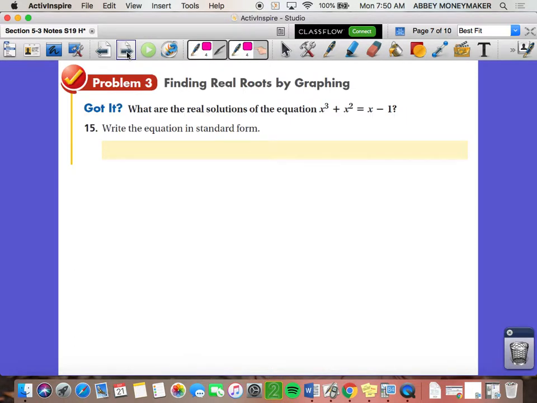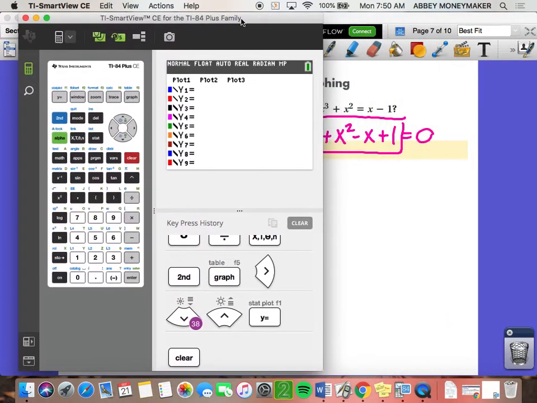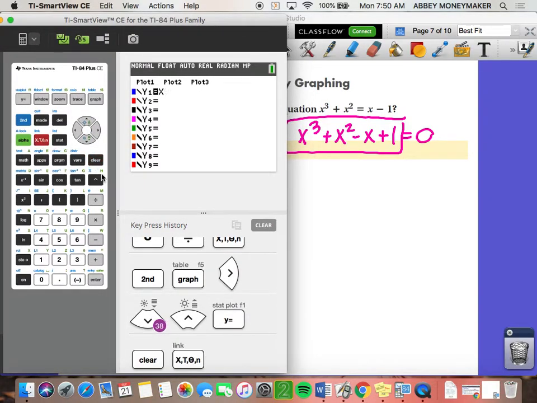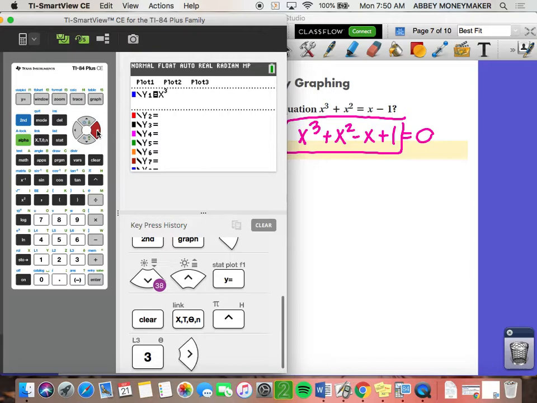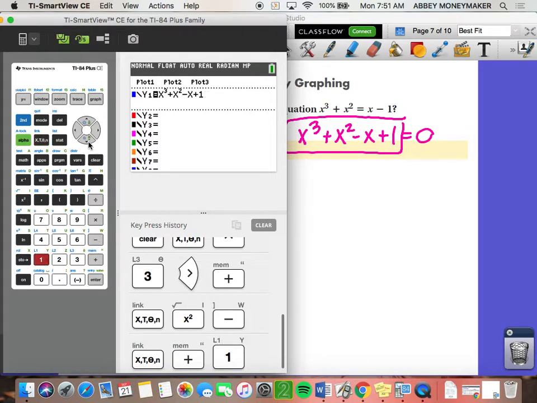But let's talk about graphing, okay? How do you find the real roots by graphing? All you have to do is what you've done before. Set the equation equal to 0, get it in y equals. So here we're going to say x cubed plus x squared minus x plus 1 is equal to 0. And I'm going to type this polynomial into y equals. So grab your calculator, and we're going to clear out what we got there. And we're going to say x cubed plus x squared minus x plus 1, and we're going to hit graph.